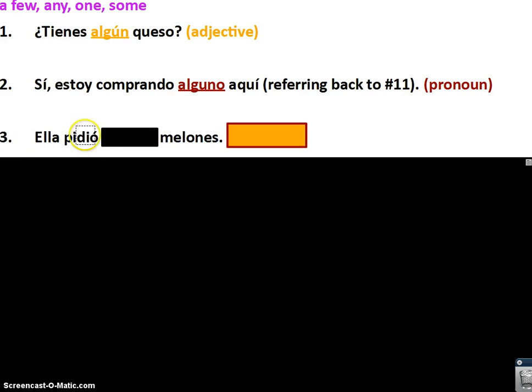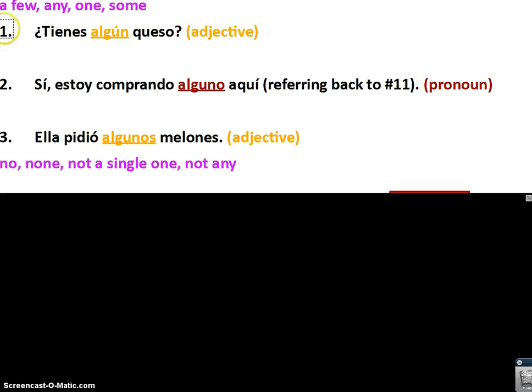Number 3, she ordered, asked for, or requested. This is the past tense of pedir. Some melons, or a few melons. This is describing melons, so it's an adjective. And what form will match los melones? Algunos. Oh, these numbers are wrong. I guess this program renumbered each of them, so hopefully you guys are just keeping track on your paper.